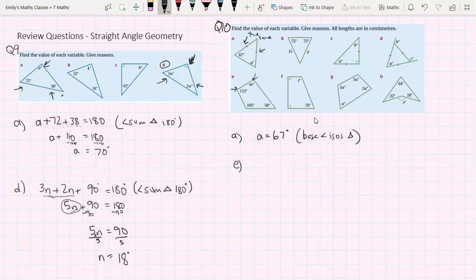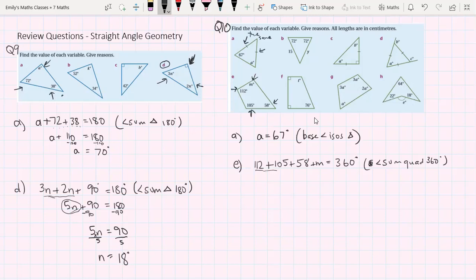Okay, so let's go on to question E, because what we have here now is 4 angles, 1, 2, 3, 4 angles. So this is no longer a triangle, it's a quadrilateral. And what do we know about these 4 angles of the quadrilateral? They all add up to 360. So 112 plus 105 plus 58 plus the m all equal 360 degrees, because we know that the angle sum of a quadrilateral is 360 degrees.